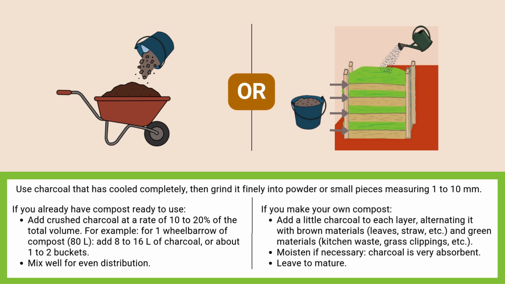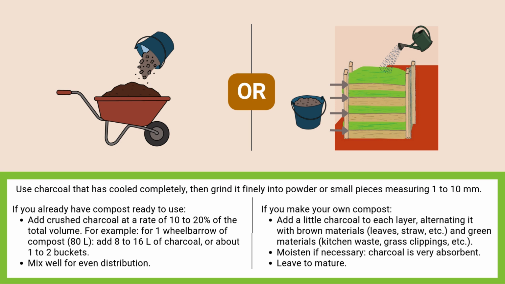Use charcoal that has cooled completely, then grind it finely into powder or small pieces measuring 1 to 10 millimeters. If you already have compost ready to use, add crushed charcoal at a rate of 10 to 20% of the total volume. For example, for 1 wheelbarrow of compost, 80 liters, add 8 to 16 liters of charcoal, or about 1 to 2 buckets. Mix well for even distribution.